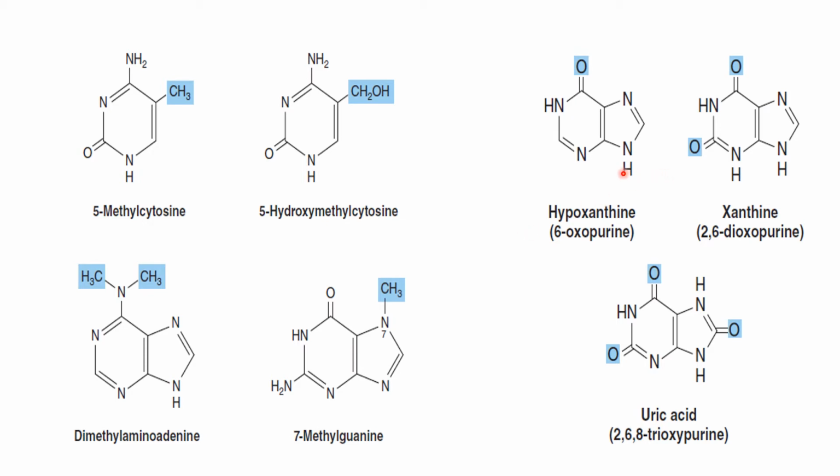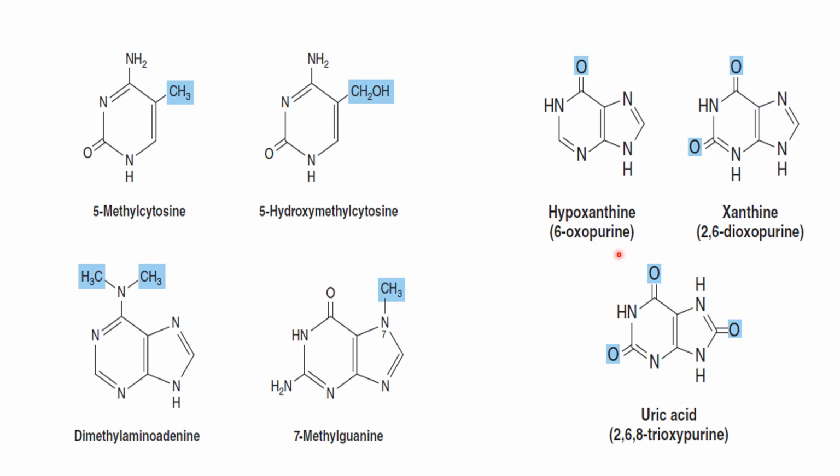Similarly, the body also contains different modified nitrogenous bases due to metabolism. These are the metabolic products of the purine: hypoxanthine, xanthine, and uric acid. They are the derivatives of purine. They are formed after the degradation of purine. Purine metabolism forms hypoxanthine, xanthine, and uric acid.